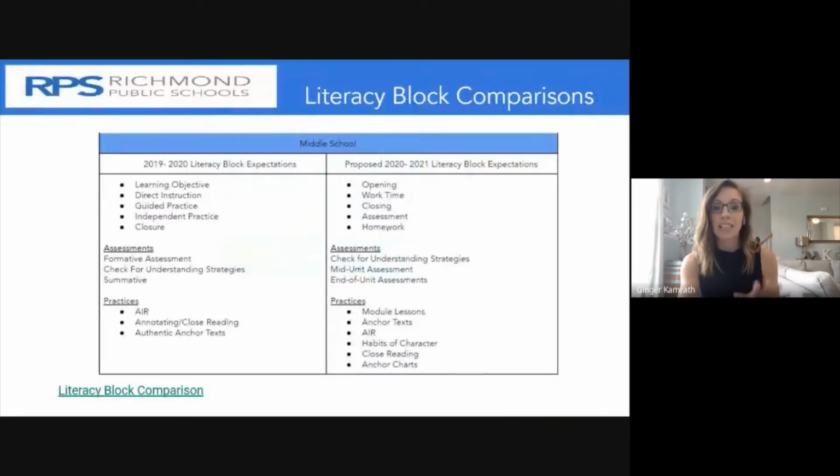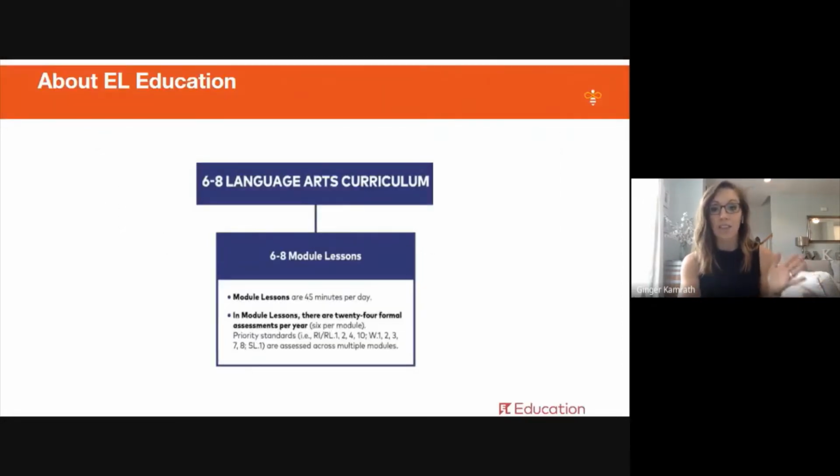When taught with fidelity, the curriculum hits all of the Common Core state standards. Additionally, the curriculum includes all of the materials teachers need to meet the standards in their classroom. And this includes assessments, remediation materials, scaffolds and supports, and enrichment activities.